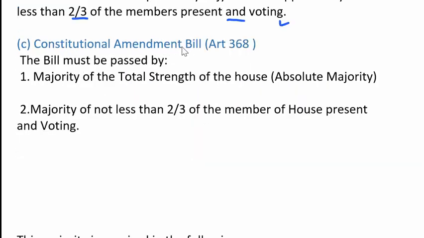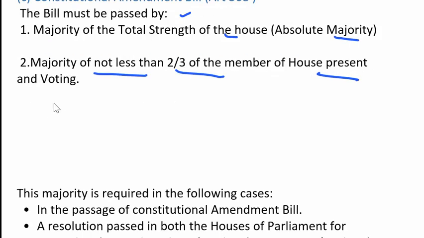However, a different kind of special majority is required for passing of the Constitutional Amendment Bill. Two criteria must be fulfilled for passing of the Constitutional Amendment Bill. One criteria is that the bill must be passed by majority of the total strength of the house, that is absolute majority, and second, majority of not less than two-thirds of the members of the house present and voting. This can be understood by taking the example of Rajya Sabha. The strength of Rajya Sabha is 250. So the absolute majority would be 50% of 250. So 50% of 250 would be 125.